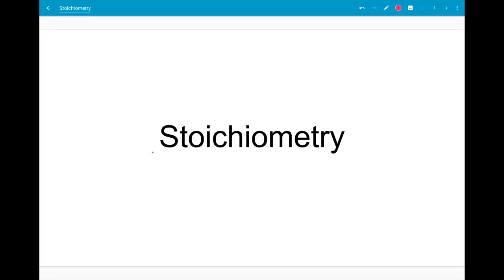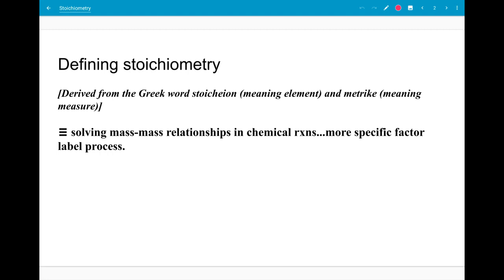Okay, let's talk about stoichiometry. Often I'll refer to it as stoich. It's a really important skill to have, especially if you go further into the sciences. You'll see it's used a lot in chemistry, it's used in the medical field, it's used in engineering, all different kinds of stuff. So super important skills to have.